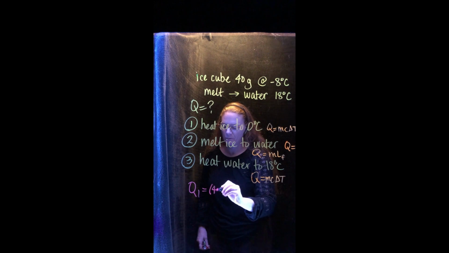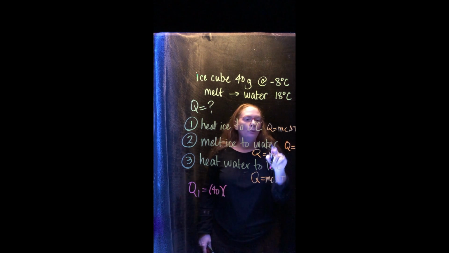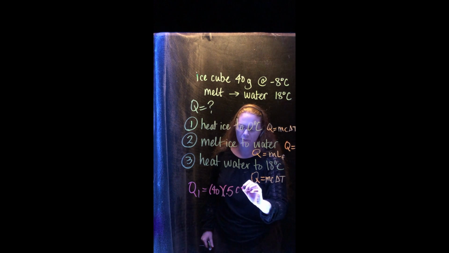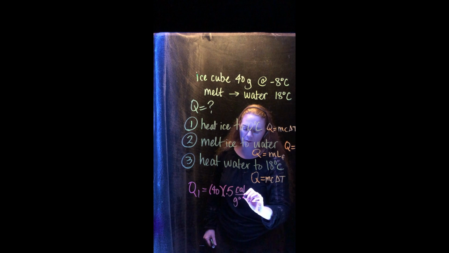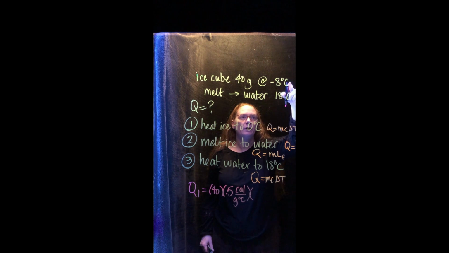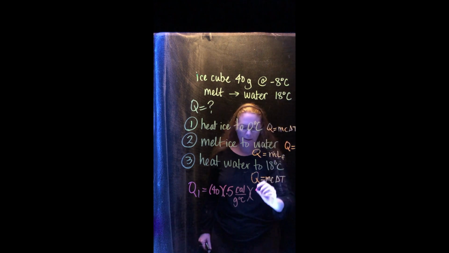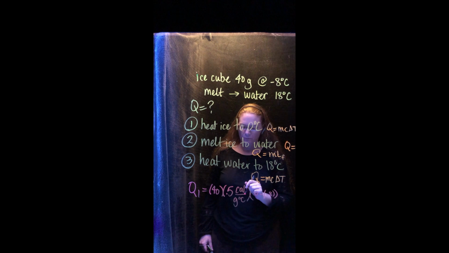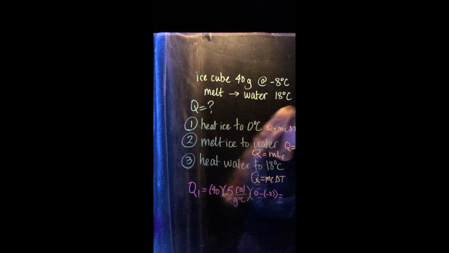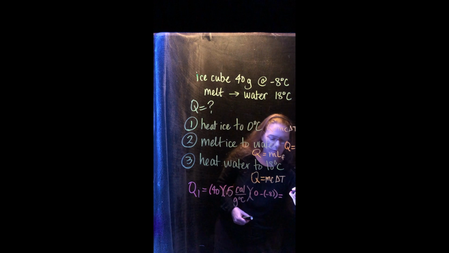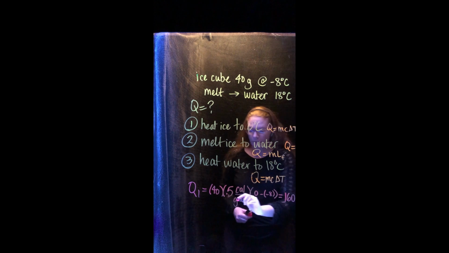What's the mass of the ice? That was 40. What is the specific heat of ice? Well, that is 0.5 calories per gram degree C. And then the change in temperature. We're starting at negative 8 and we're ending at 0. So final minus initial. Okay, we got all the numbers, we can do the calculation, and I get 160 calories.